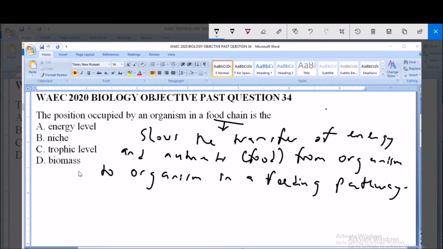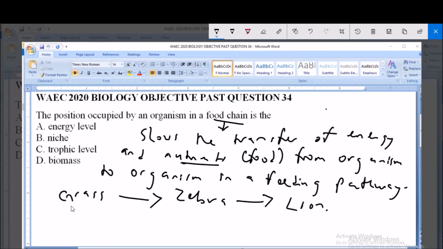So this is an example of a food chain. You have something like this. You can have grass, then zebra, and then lion. So this feeding pathway shows that the zebra eats grass, so therefore nutrients and energy is transferred from the grass to the zebra when it eats it, and then the lion eats the zebra, and then the energy or nutrients are transferred from the zebra to the lion.